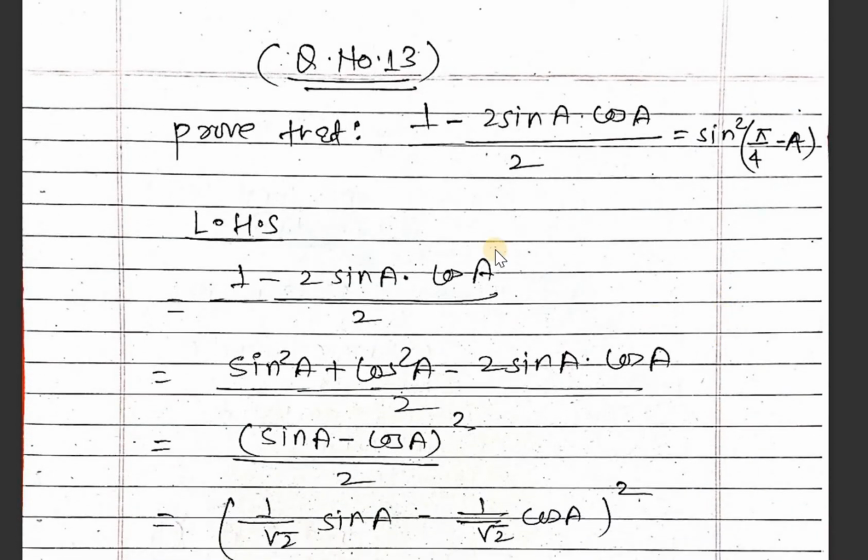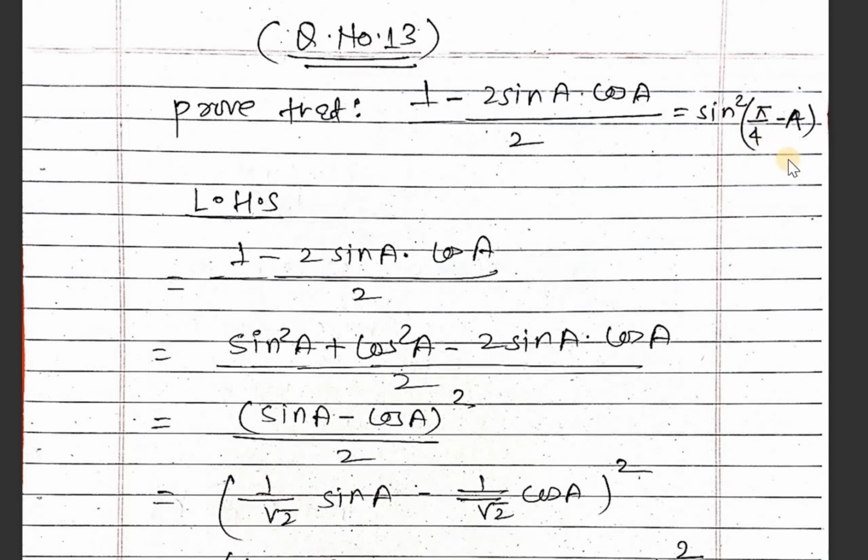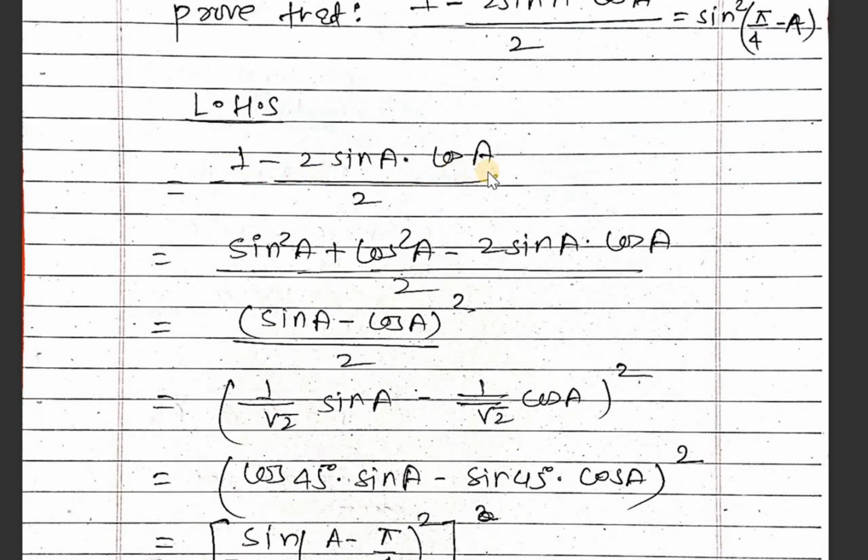And next one is, prove that (1 − 2 sin a cos a)/2 = sin²(π/4 − a). LHS is (1 − 2 sin a cos a)/2. In the place of 1 we can write sin²a + cos²a − 2 sin a cos a upon 2. And this whole we can write (sin a − cos a)² / 2.